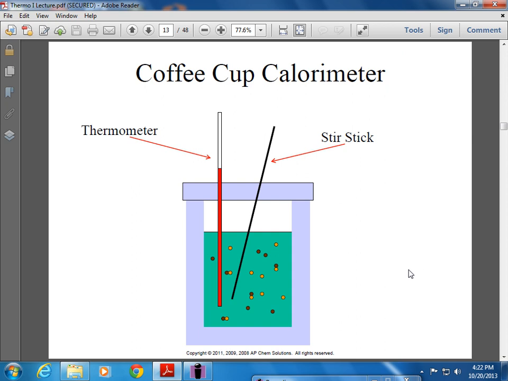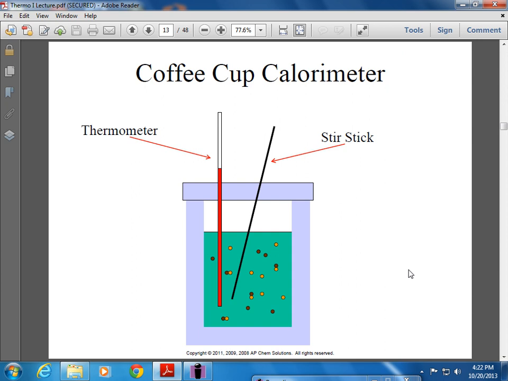This is a picture of the calorimeter that we're going to use in the lab this week. We're going to use a coffee cup with a lid with 2 holes in it. We're going to do a chemical reaction inside of it, and we're going to take the base initial temperature of the water, see what it is before the reaction happens. That will be our Ti.